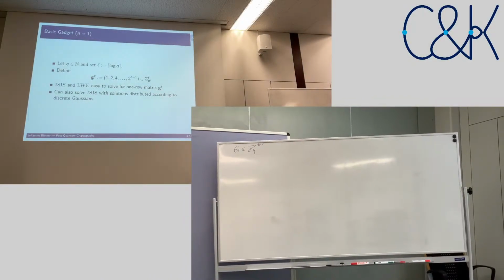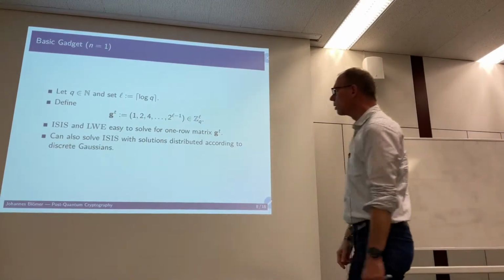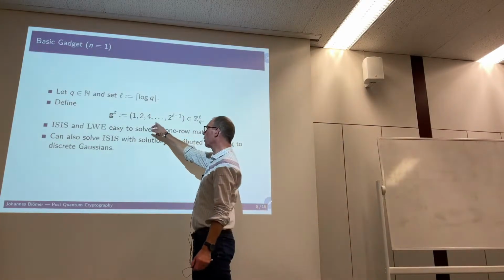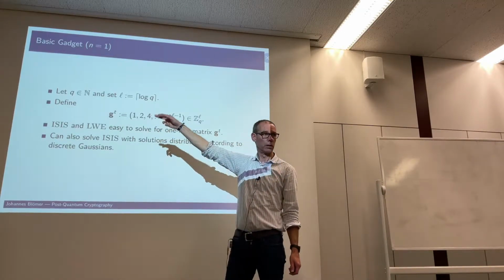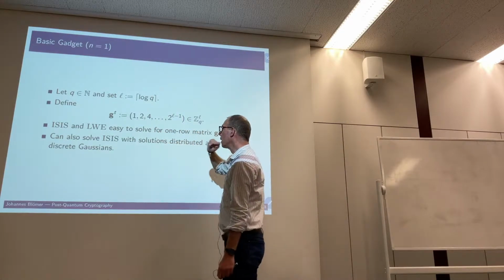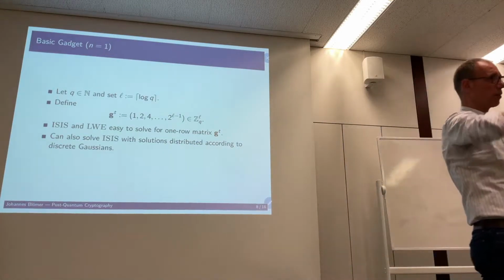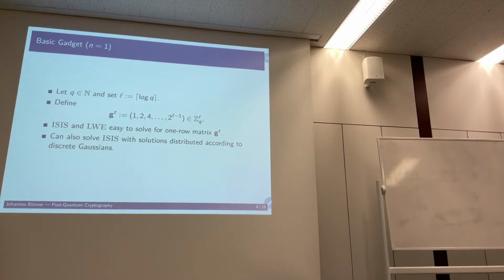We have our parameter q, which is a natural number, and we set L to be the log of q, rounded up, log to base 2. Then we define the following vector. It consists of all powers of 2 up to power L minus 1, including the 0th power. This we call the vector G transpose. When I write G, that's always a column vector. If I say transpose, that's a row vector, as I wrote down here. So that's an element in Z_q^L.